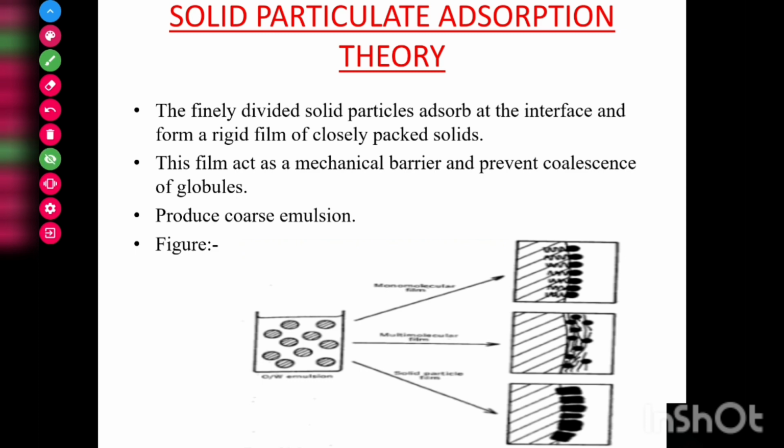In this figure, it is clear that in an oil in water type emulsion, if we add surface active agents, then it will produce a monomolecular film around the globule. If we use hydrophilic colloids, then a multimolecular film will be formed at the oil-water interface. If we add finely divided solid particles, then it will form a rigid, closely packed film like this.